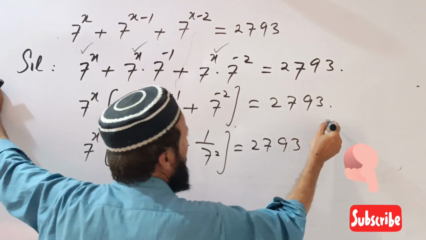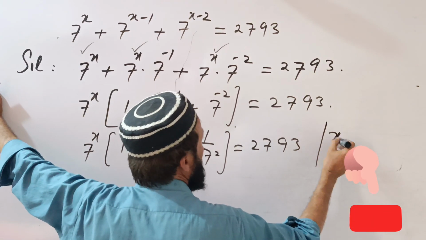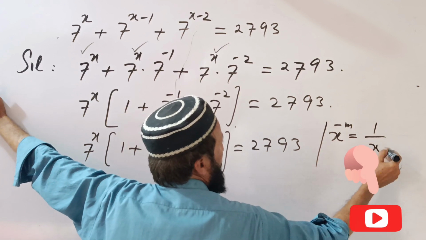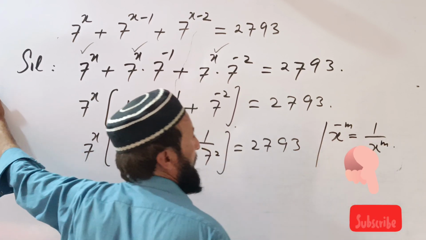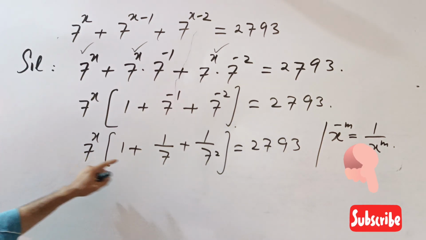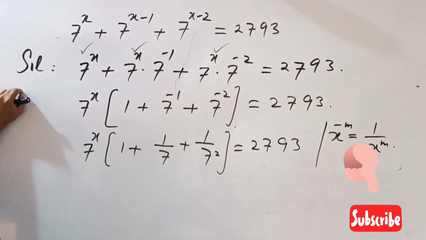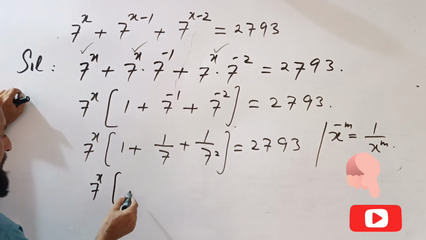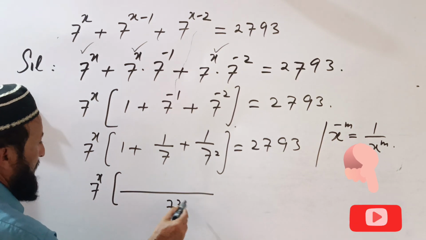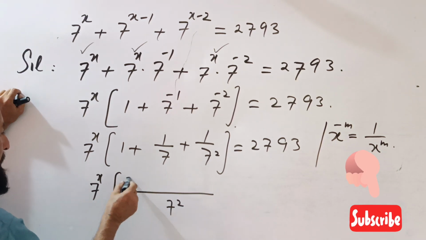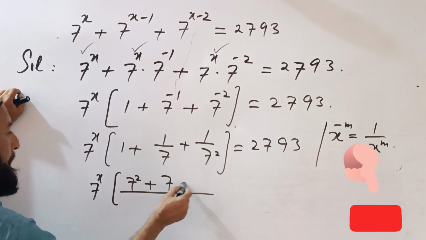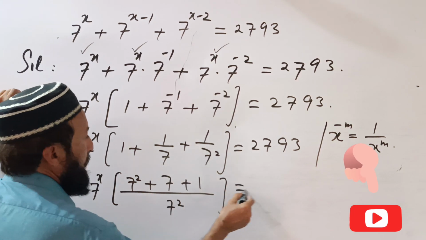Now we can use the rule: x exponent of minus m is 1 divided by x exponent of m. According to this property we simplify these two terms. Now we are taking the LCM. The LCM here is 7 square. 7 square is multiplied here, plus, and we get 7 and plus 1.